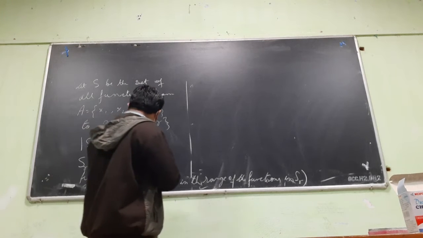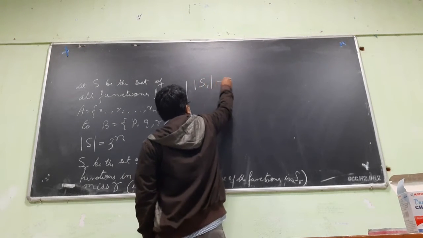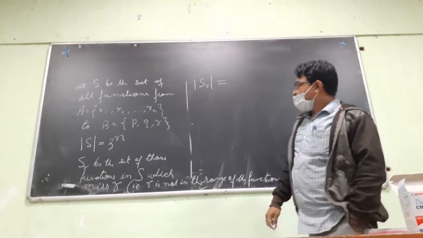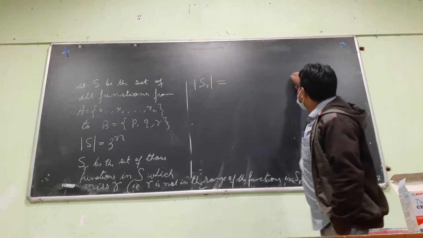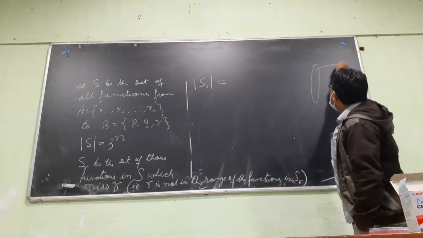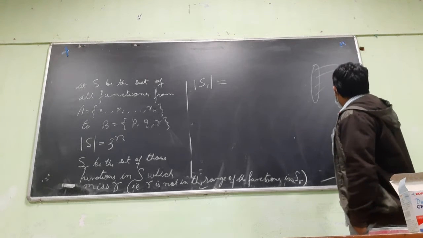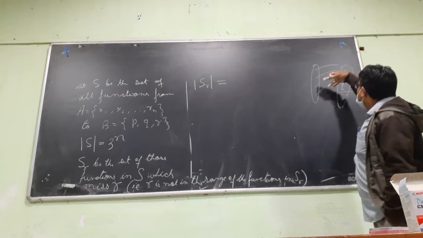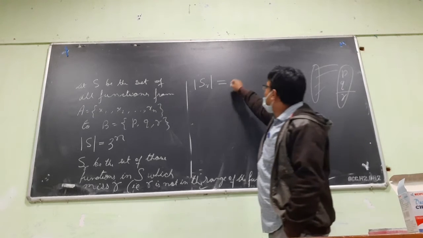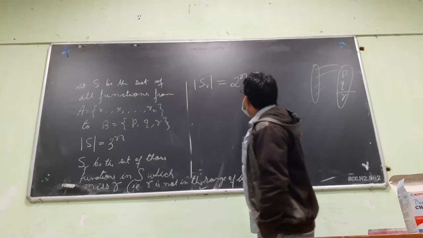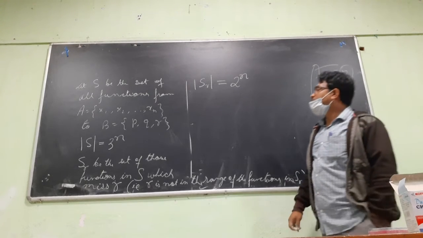SR is the set of all functions which miss R. So the number of elements of SR is actually what we have calculated: the number of functions which miss R. P, Q, R is not included. So all those functions which go to PQ. So the number of elements in SR is actually 2 to the power n. That is the number of elements in SR.